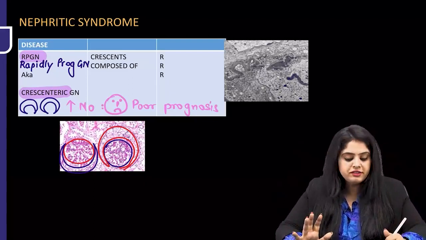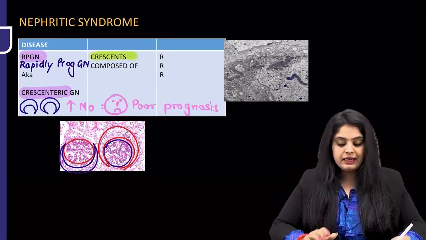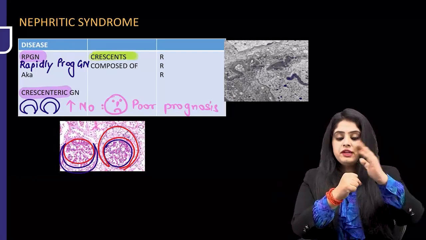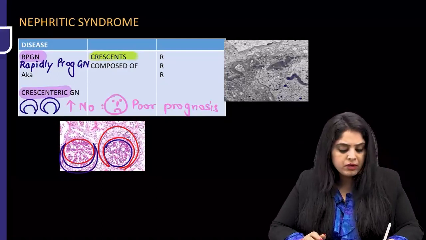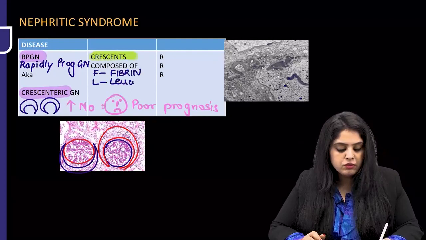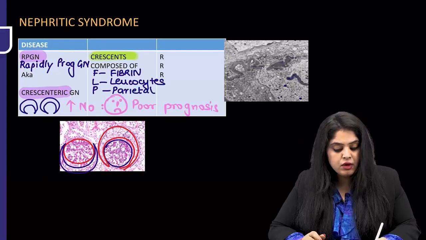But what is this crescent? What is this crescent made up of? So remember, how does it look? If this is the glomerulus, crescent is like a flap. So my mnemonic is flap. Simple. My mnemonic is flap. It is made up of number 1 fibrin. L means it is made up of leukocytes, and flap, P, it is made up of parietal and visceral, but more of parietal cells. So it is made up of 3 things.